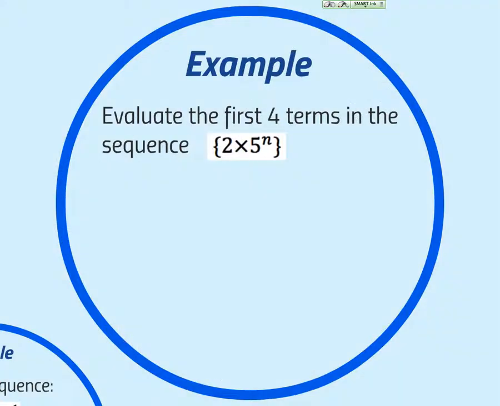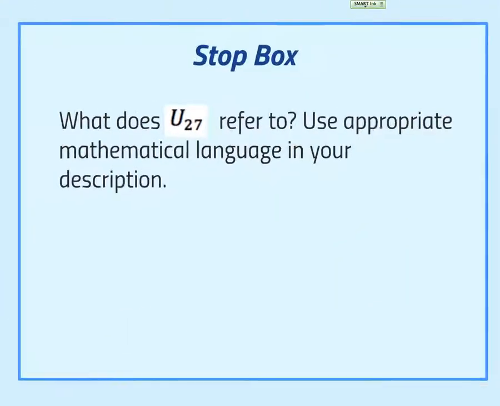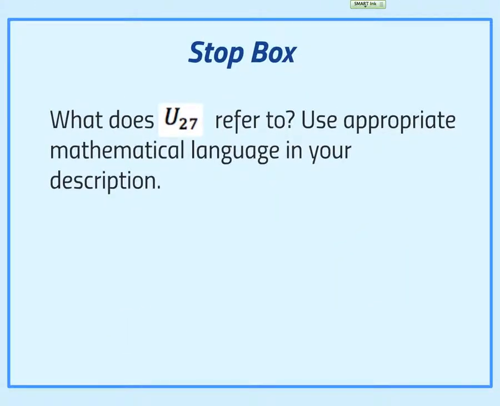All right, so the terminology and understanding the notation is really important in this section. So my stat box is a notation question just because I know what's coming. In your stat box, explain what U sub 27 refers to. Use appropriate mathematical language in your description. Okay, the 27th term will be the 27th number in that list.